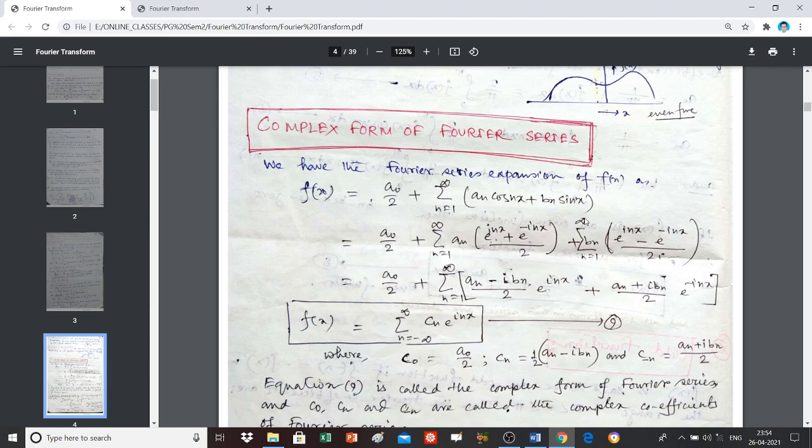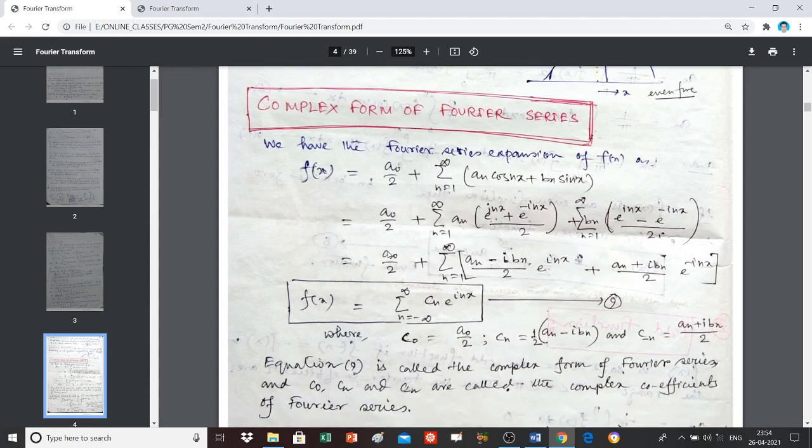And then we separate these two terms: the sum from n equal to 1 to infinity of bn times sin nx. Be careful, this should be sin nx. Sin nx can be written as (e to the power inx minus e to the minus inx) by 2i.